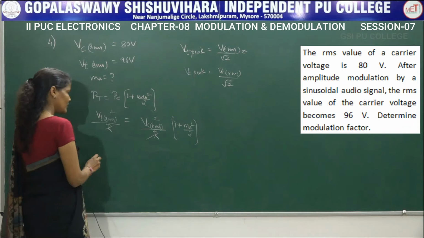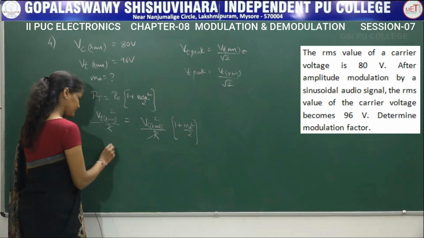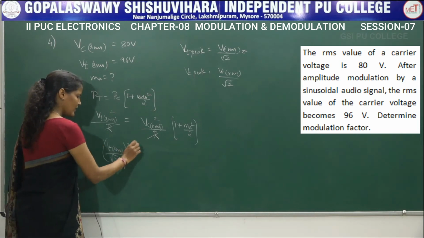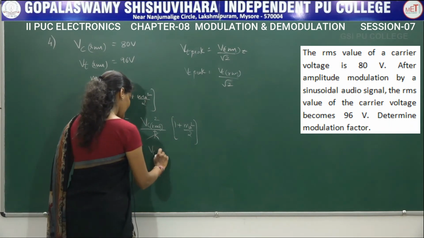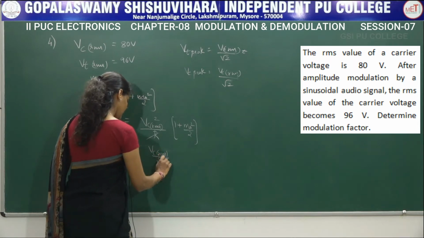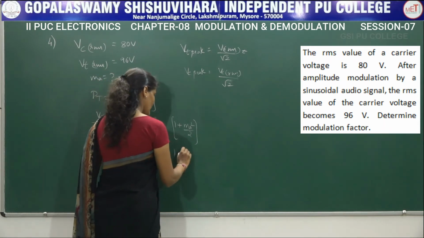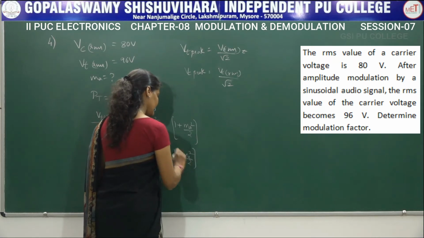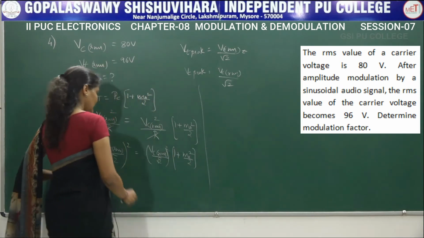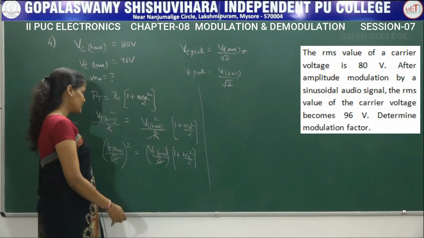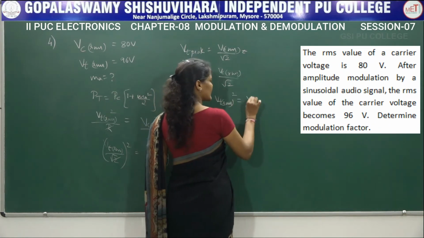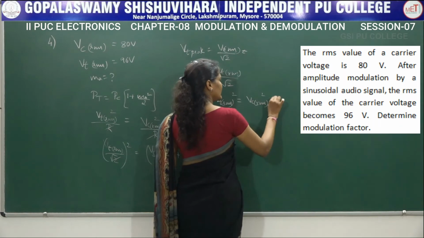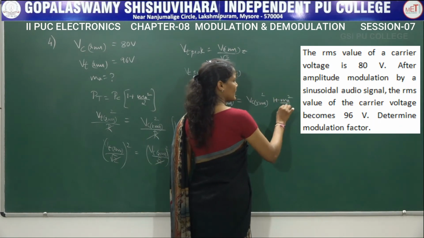So here what we are going to do is VT RMS divided by root 2 whole square. Why? I want the peak value, so I have written it directly over here. So VC RMS by root 2 whole square into 1 plus MA square divided by 2. So what are we going to get? This root 2 and this root 2 get cancelled. So I will be left with VT RMS square equals VC RMS square into 1 plus MA square divided by 2.